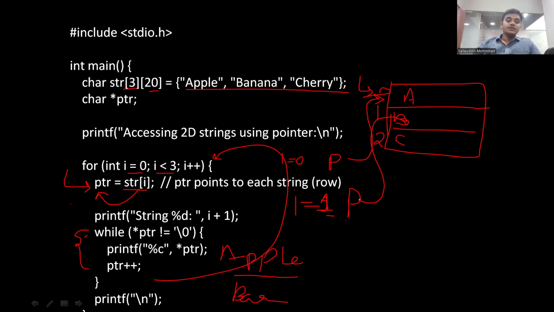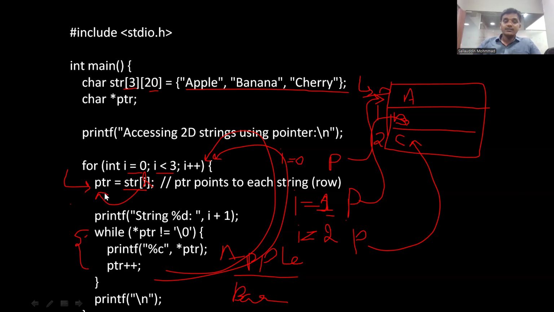Whenever i equals 2, again iteration will come to the outer for loop. When i becomes 2, the pointer p points to the third string. The third string's base address will be stored in the pointer variable, because it is str2, nothing but the third string. The third string's base address is stored at the pointer.